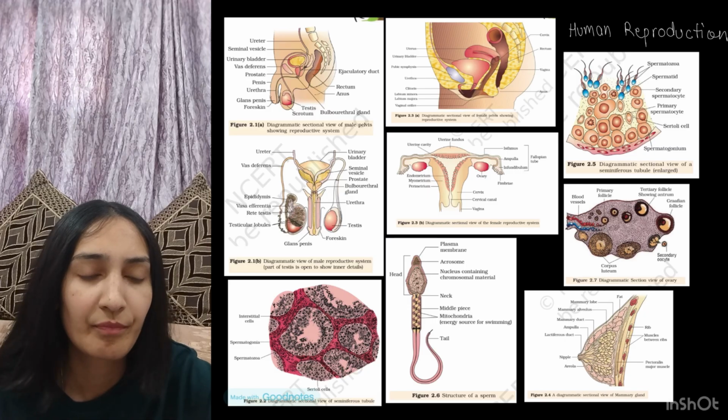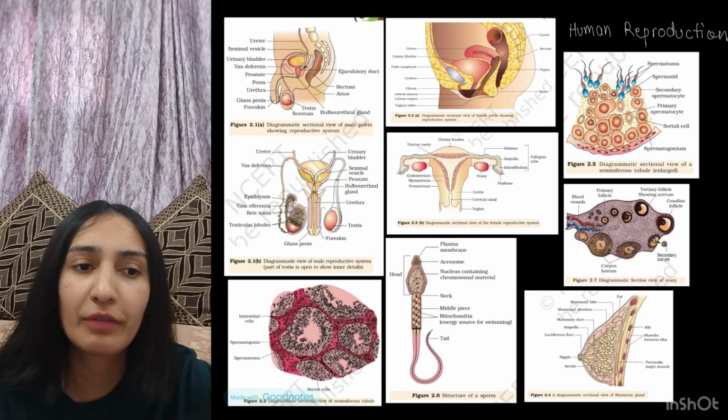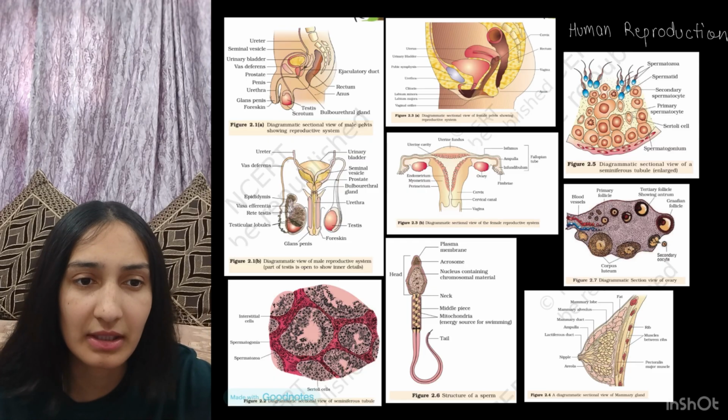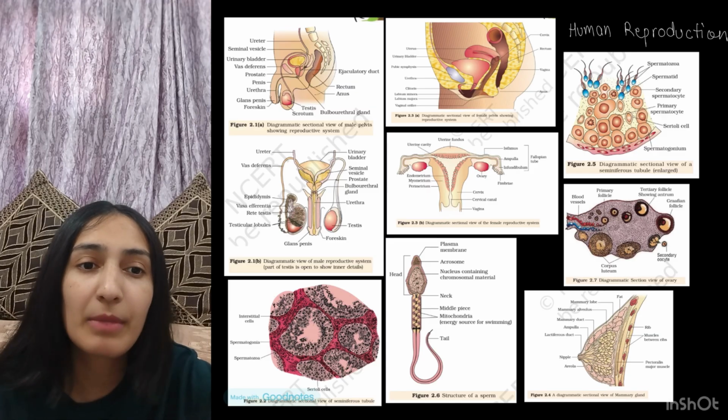Okay, now in figure 2.4 you can see a diagrammatic sectional view of a mammary gland, where you can see we have the rib, we have the muscles between the ribs, then we have the pectoralis major muscle, then we have the fat, then we have mammary lobe, mammary alveolus, mammary duct, ampulla, lactiferous duct, then we have nipple and areola.